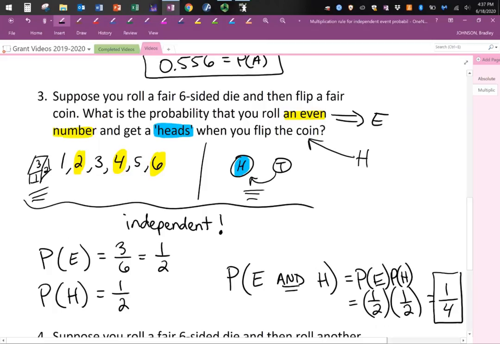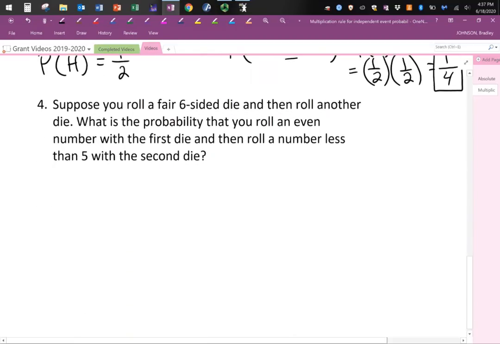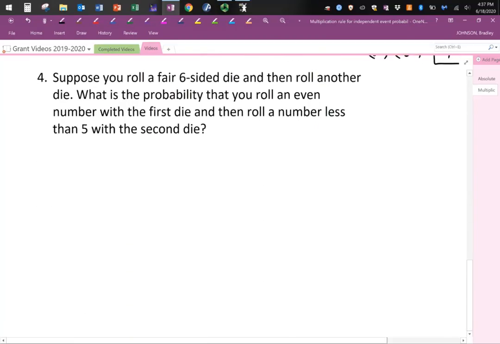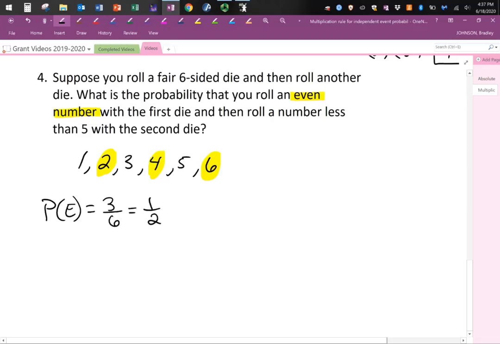That's the probability that you'll roll an even number and get a heads when you flip a coin and roll the die. So let's do this again. Suppose you roll a fair 6-sided die, and then you roll another 6-sided die. So we know that we're looking at the numbers 1 through 6. What is the probability that you roll an even number with the first die? We saw that a little bit ago. Rolling an even number would be rolling the 2, 4, or the 6. So the probability of getting an even number would be 3 out of 6, which is 1/2.